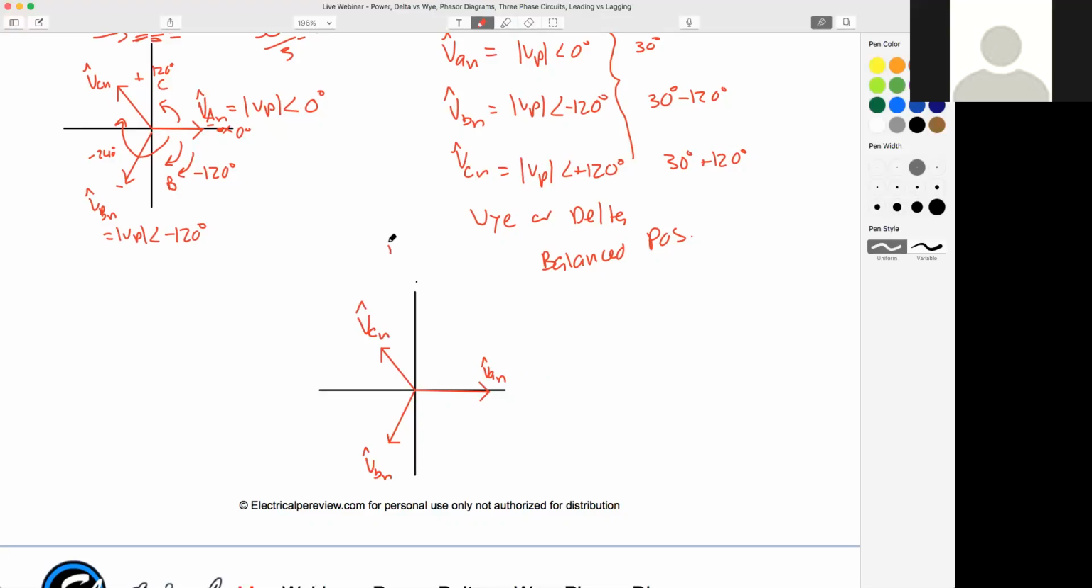Okay, so here are our phase voltages for a positive, balanced, this time it's a Y system. All right, who can tell me? I'm going to draw my line voltage in purple. I'm going to say A, B, B, C, C, A. Where is my C line voltage? Go ahead, let me know in the chat. Where does it end up on that phasor diagram?